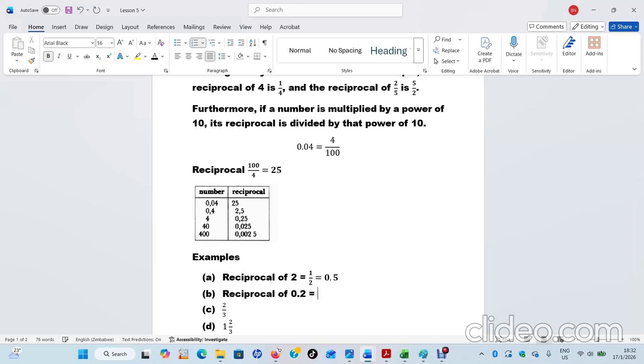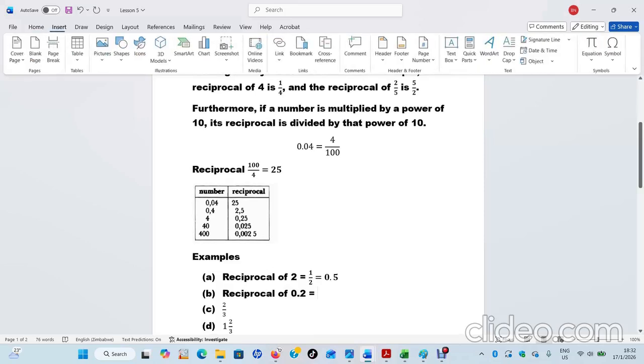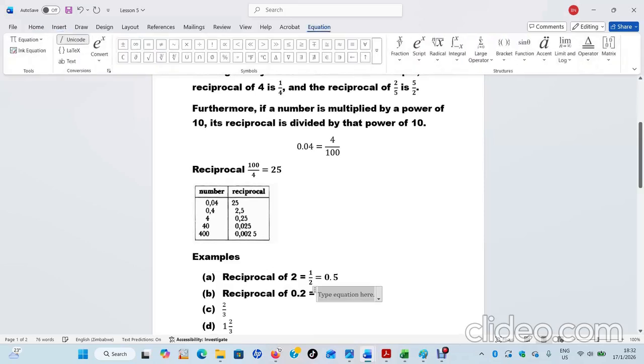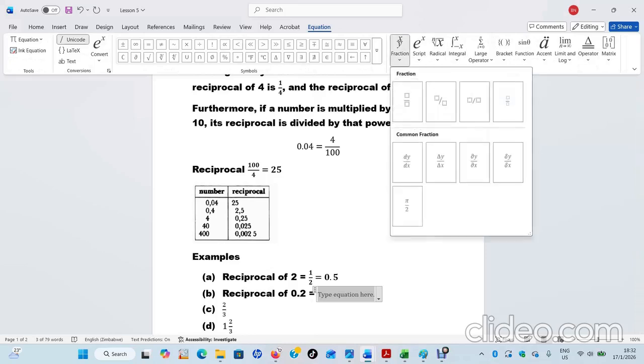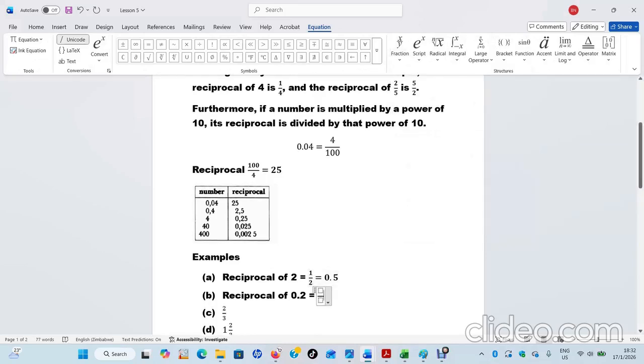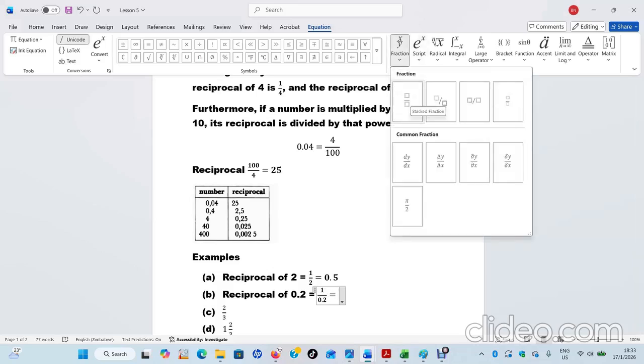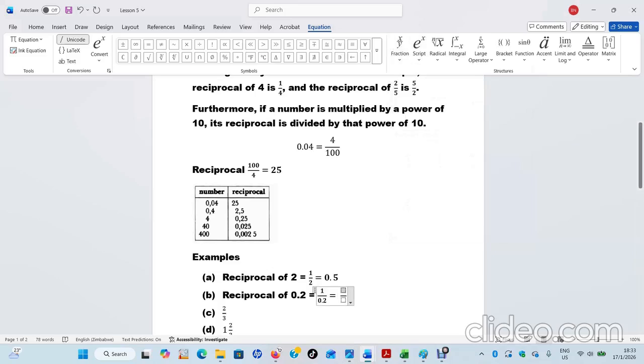Now, the reciprocal of 0,2 is equal to, we know that 0,2 is 2 over 10. Again, this is junior high school. But now we want to try and do it step by step. So the reciprocal of 0,2 is 1 over 0,2, which is 1 divided by, what is 0,2? We said 0,2 is 2 over 10. So it's going to be 1 divided by 2 over 10.